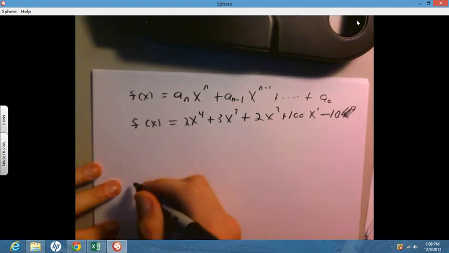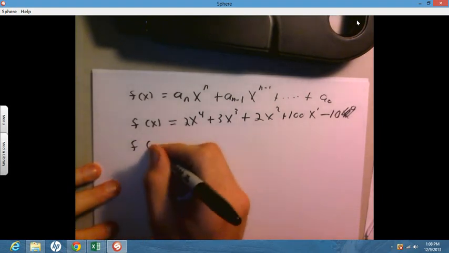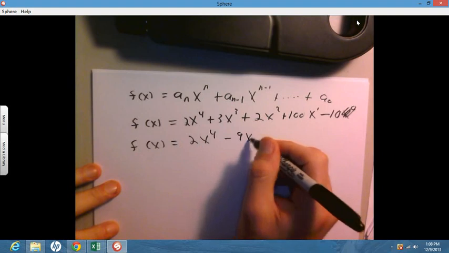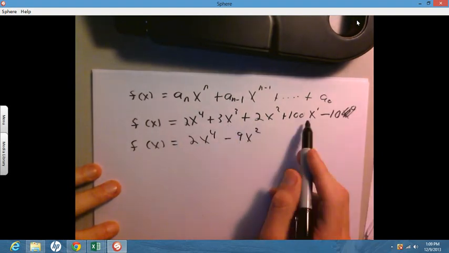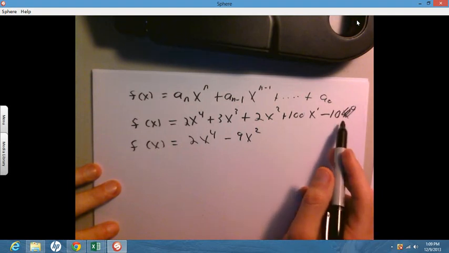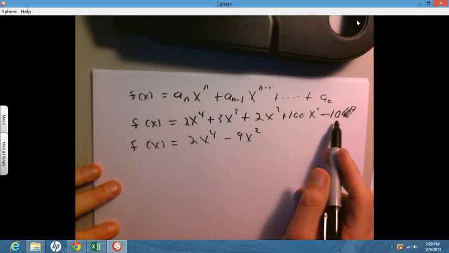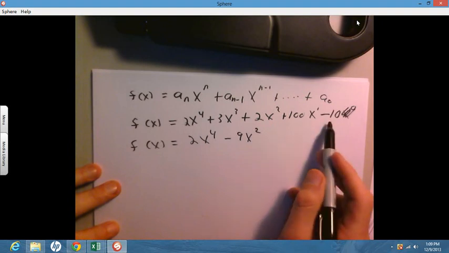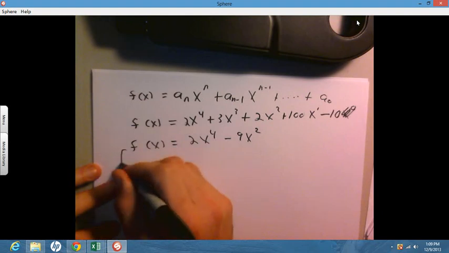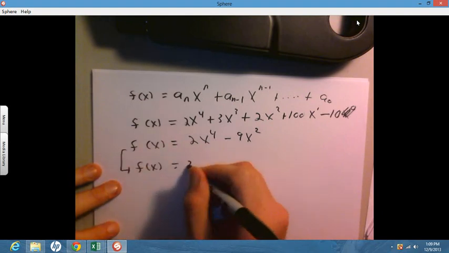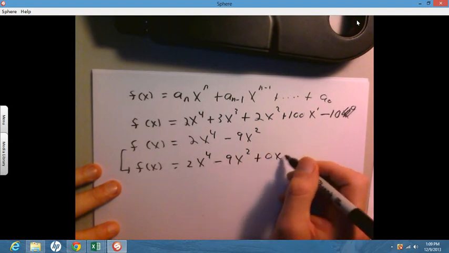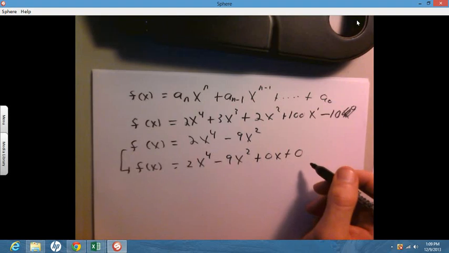Okay? But what about something like f of x is equal to 2x to the 4th minus 9x squared? Well, there's no cubed term, and there's no first order term, and there's no constant term. Well, it turns out that this is also a polynomial because the cubed, the linear term, and the constant term just have zeros there. So we could rewrite this one as f of x is equal to 2x to the 4th minus 9x squared plus 0x plus 0. See, then it's a polynomial. It's just that, why would we write them if the coefficients are 0? Because 0 times anything is 0. So this is a polynomial.